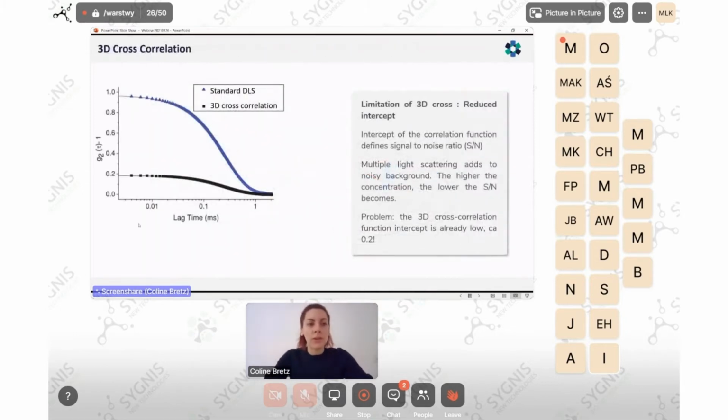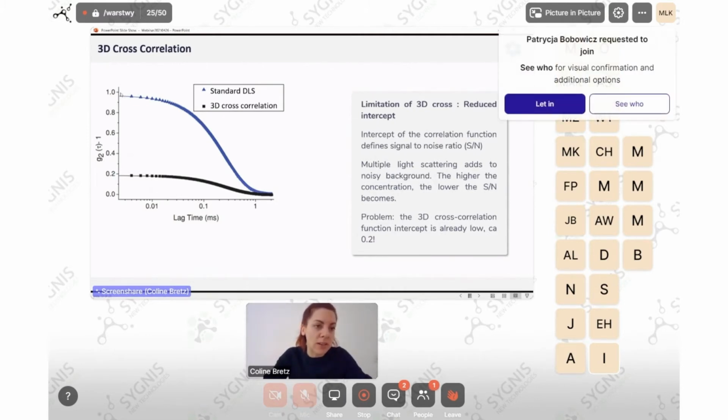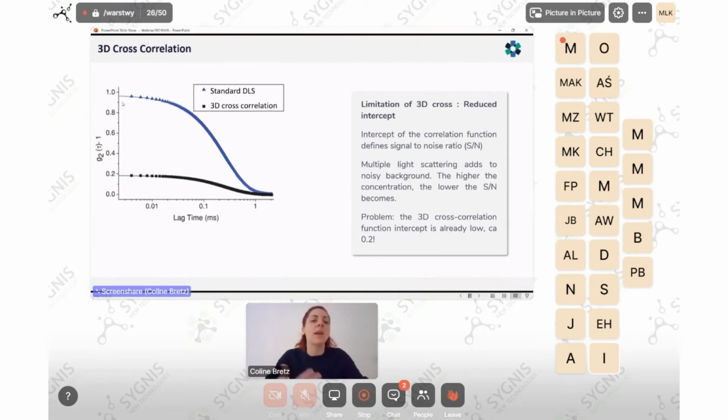Now, when you do this 3D cross-correlation, there is one drawback, which is that you have a reduced signal. This is the kind of signal that you would obtain in standard DLS. The intercept, the value at which the correlation function crosses the vertical axis, is close to 1, which defines ideal signal, high signal-to-noise ratio. There are sufficient multiple light scattering events, and also the sample is not too dilute.